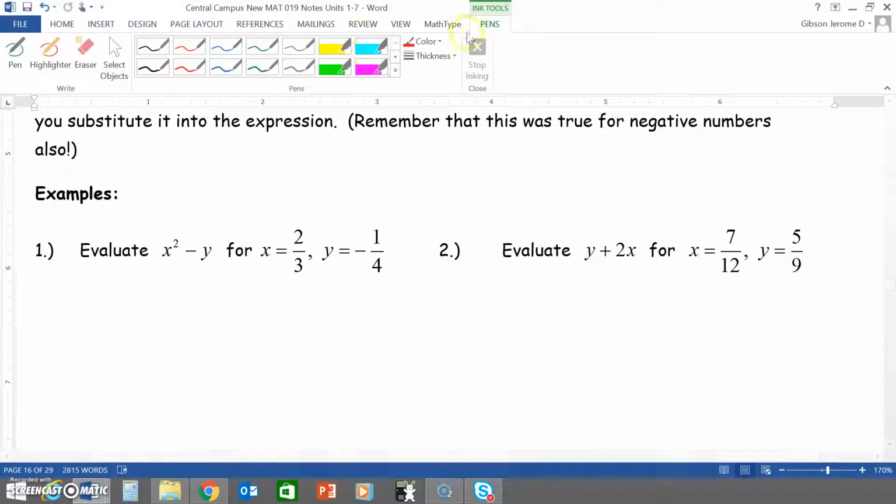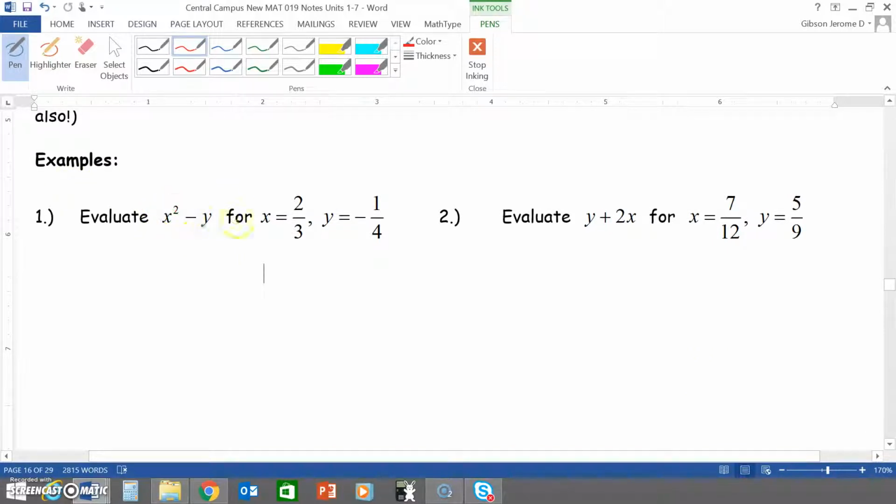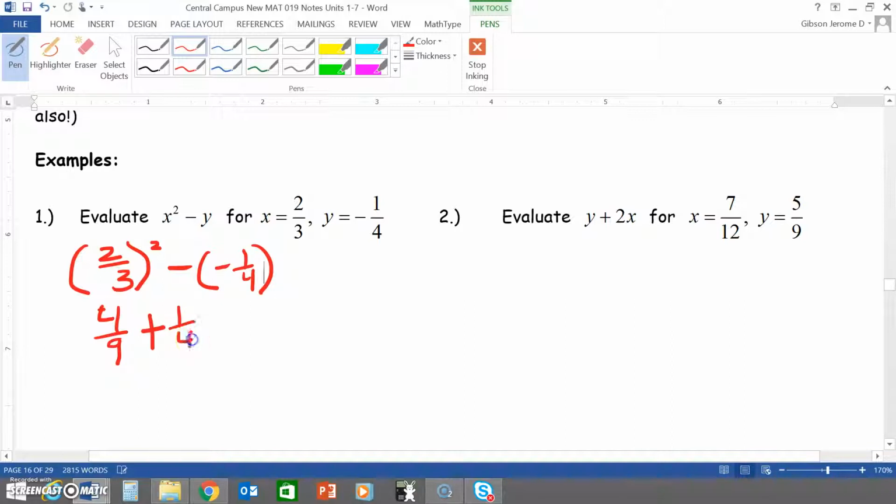Okay, so now we would do this example. We have x squared minus y, so we have substituted in 2/3 for the x, and we put it in parentheses and square it. Minus y would be a negative 1/4. Now, we can't do anything inside these parentheses, so they're just separators. So now we would do the exponents. 2/3 squared is the same as 2/3 times 2/3, which is 4/9. Minus, well, we could say minus a negative 1/4 would give us a plus 1/4.